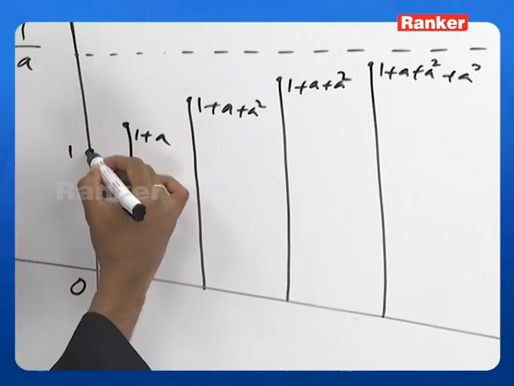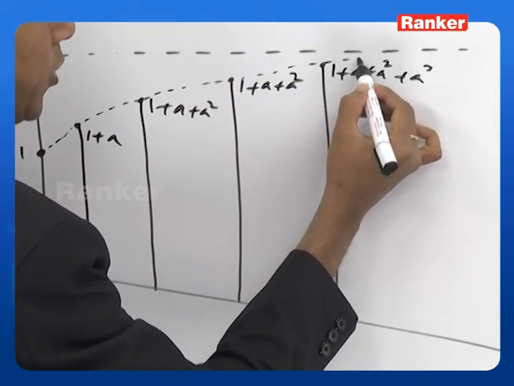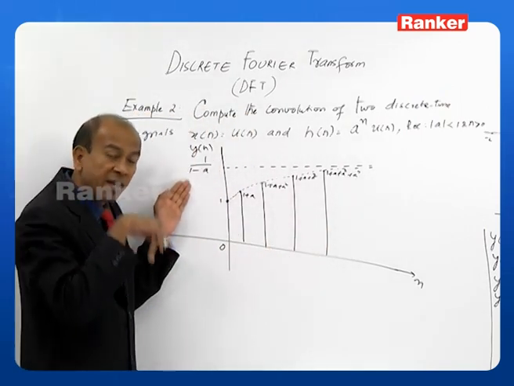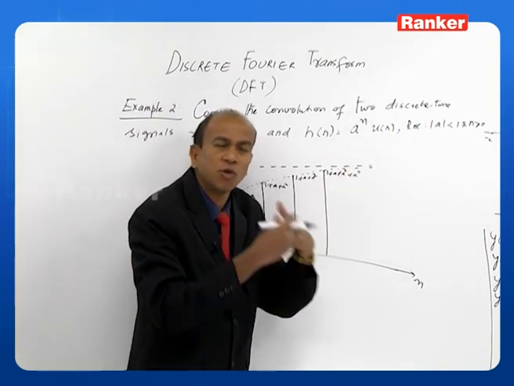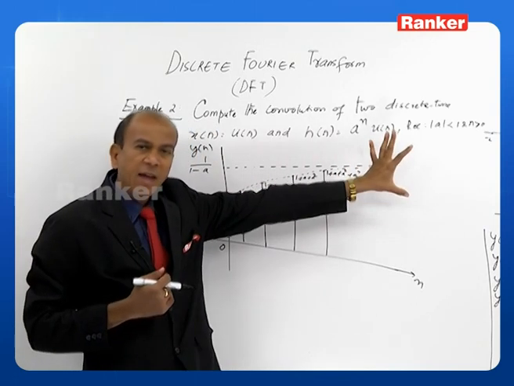So if I join this curve, it will try to reach your maximum, 1 by 1 minus a. This will be reached when your k is huge, that means it goes to infinity, or n goes to infinity, then this will be able to reach that point.